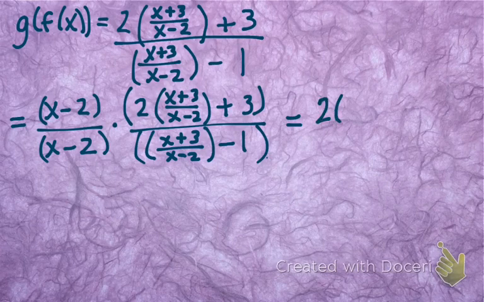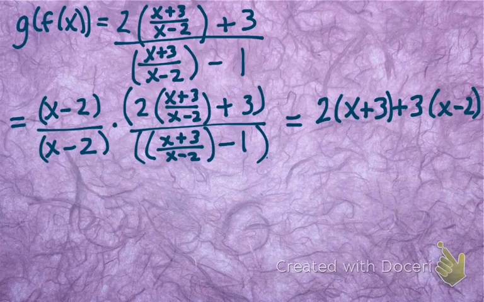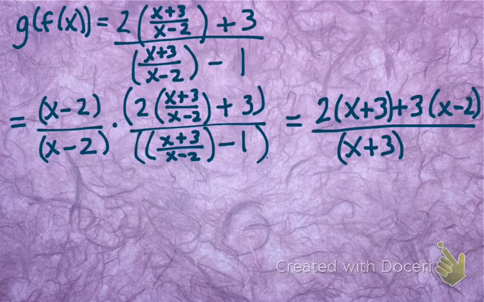So then I've got 2 times x plus 3. That's all that's left. And then when I distribute the x minus 2 over to the plus 3, I have plus 3 times x minus 2. And then on the bottom, when I distribute the x minus 2 to the first fraction, all I have left is the x plus 3. And then I distribute it over to the minus 1, so I have minus x minus 2.